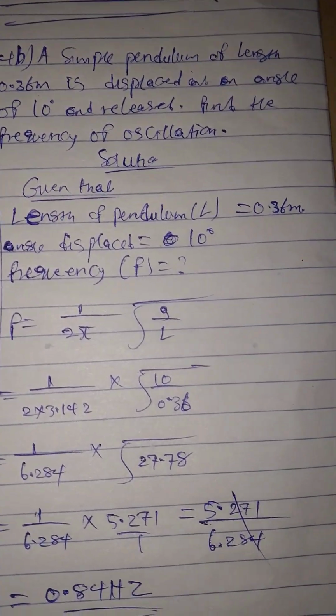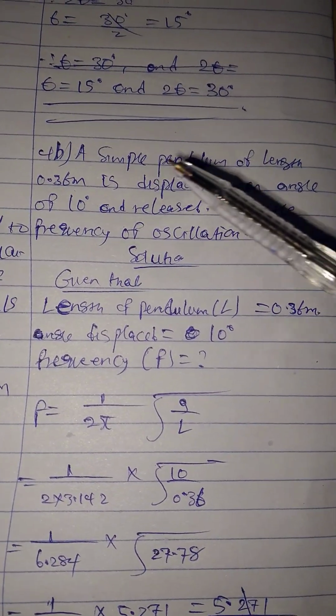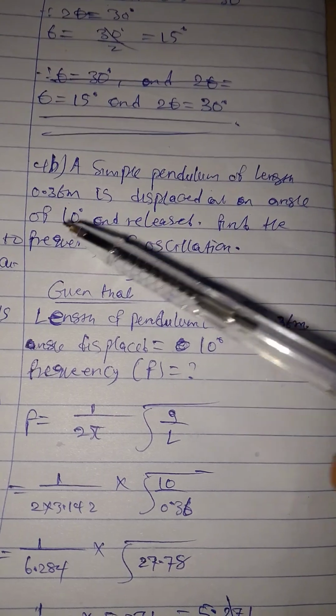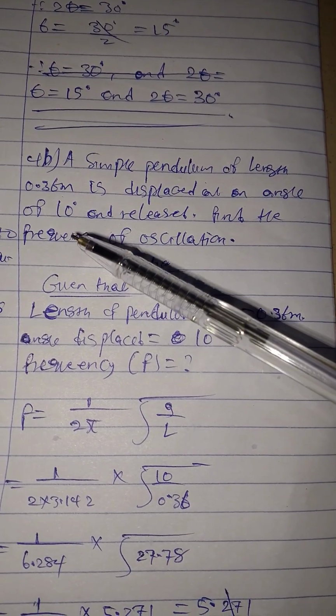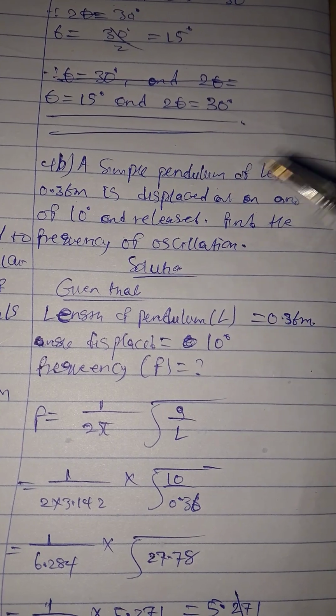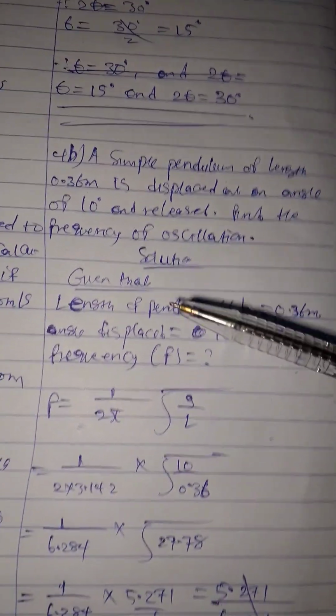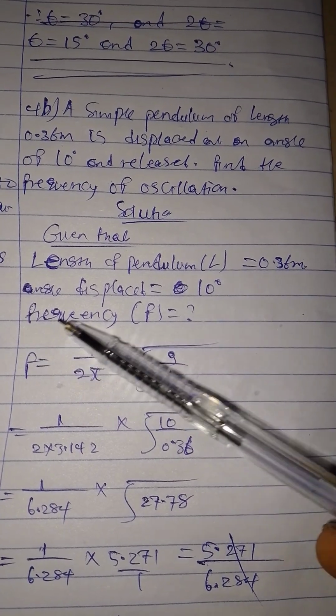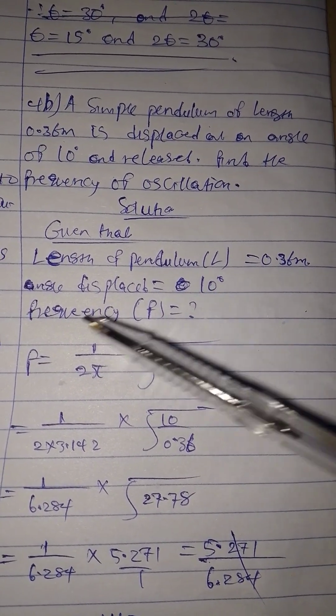So I have question number 4. Question number 4 says that a simple pendulum of length 0.36 meter is displaced at an angle of 10 degree and released. We have to find the frequency of oscillation. Solution: given that the length of the pendulum is 0.36 meter and the angle displaced is 10 degree. We have to find the frequency.